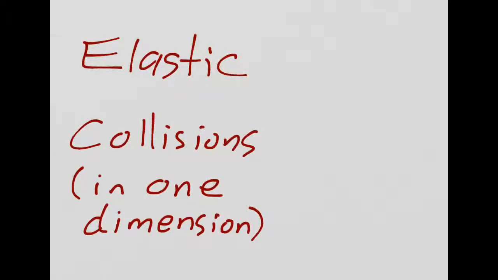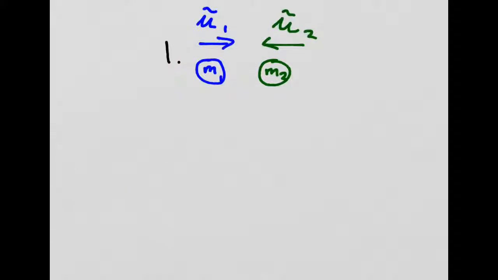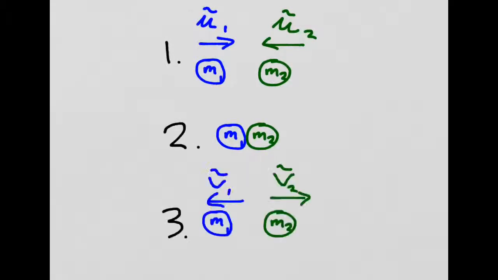Hi there, we're going to work out the maths behind elastic collisions in one dimension. So we have object 1 with mass m1 and initial velocity u1, object 2 with mass m2 and initial velocity u2. If they collide, they'll be momentarily joined. They might deform during that time, but after that they will fly away in their own directions with velocity v1 and v2. Of course, the masses m1 and m2 will remain unchanged.